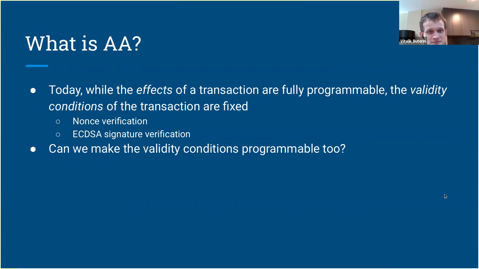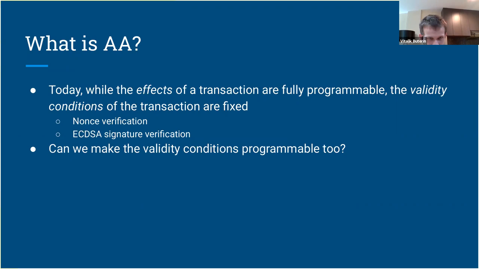But the validity conditions of the transaction are fixed. There's basically one way to do validity. Every transaction has to have an ECDSA signature. Every transaction has to have a nonce. The validity conditions are basically just step one, check the nonce, step two, check the ECDSA signature. And if both of those are valid, then the transaction is valid.